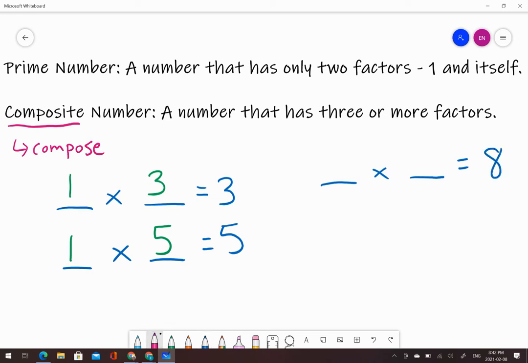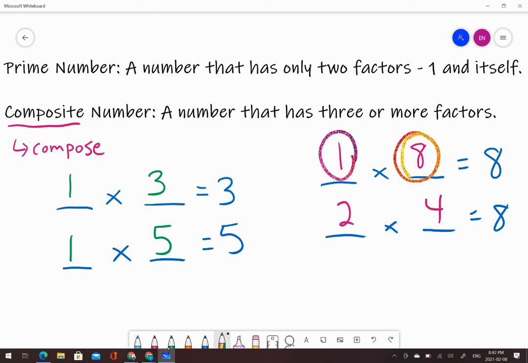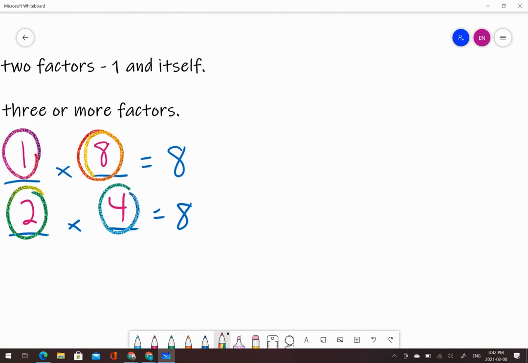I can make 8 by multiplying 1 times 8. I can also make 8 by multiplying 2 times 4. All of these numbers are factors of 8. So you can see here, 8 is a composite number because it has 1, 2, 3, 4 factors. It's not limited to only 1 and itself, 1 times 8. Let's take a look at another composite number.